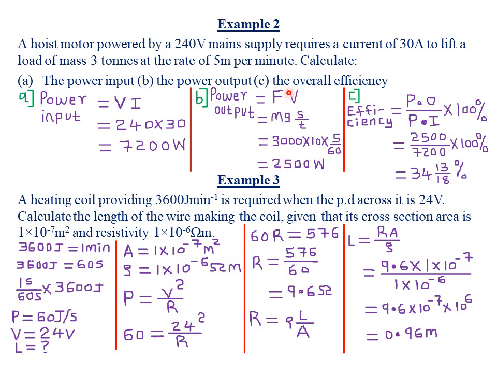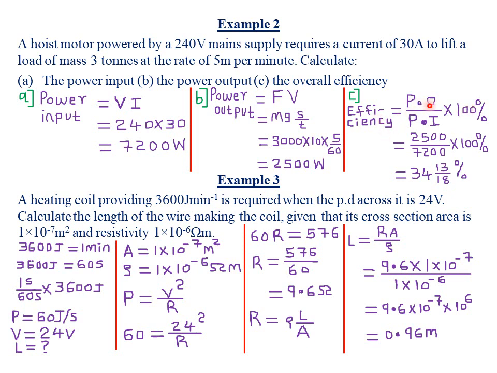Then part C, they want us to find the overall efficiency, again under work, energy, power, and machines, a topic that we covered in this channel, under Form 3 work. I think it was around chapter 4. We did say that efficiency can as well be given by the power output divided by the power input, then expressed as a percentage. Therefore, efficiency will be the power output.